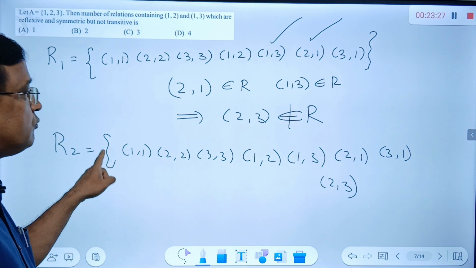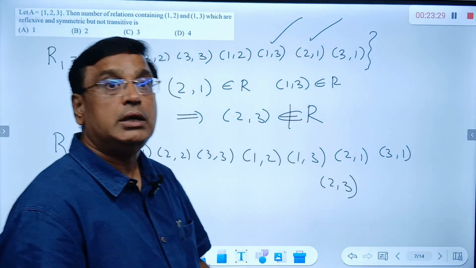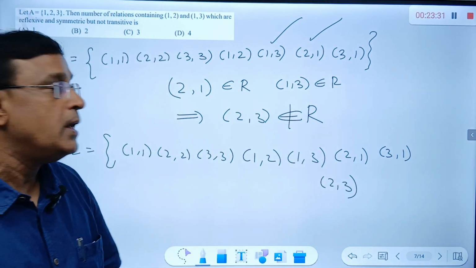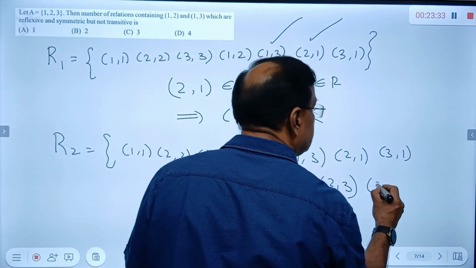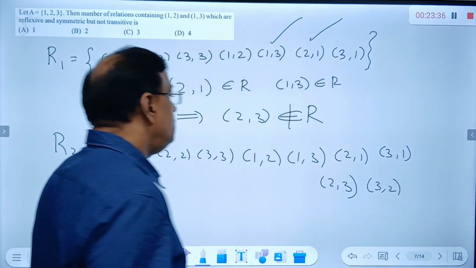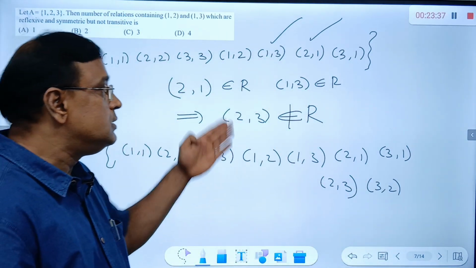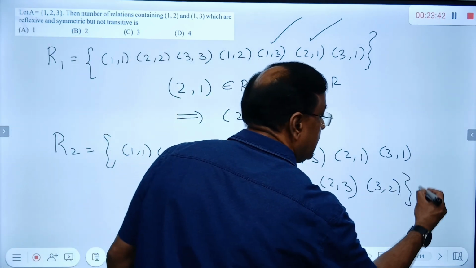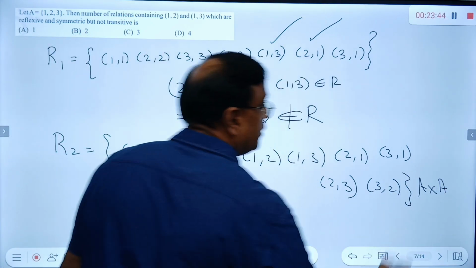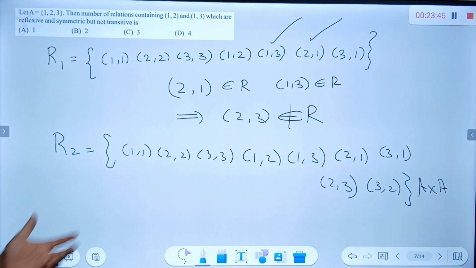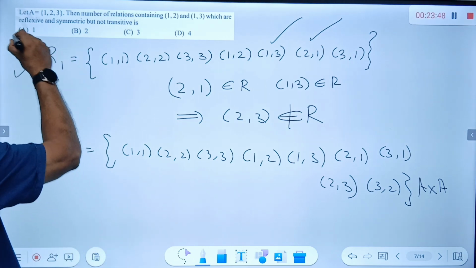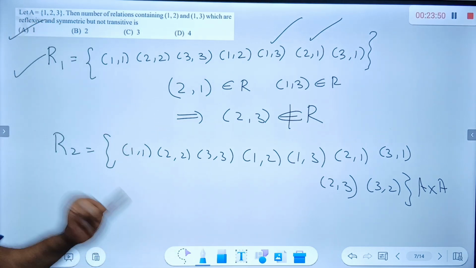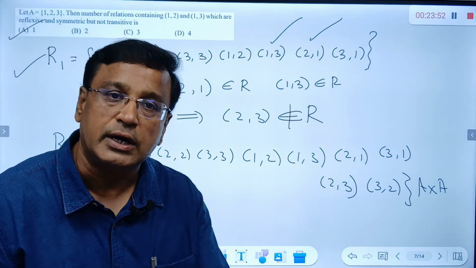this will be reflexive, but it will not be symmetric. If you want to make it symmetric, I have to add 3 comma 2. Now, this is reflexive, this is symmetric, but it is also transitive because this is nothing but A cross A. Okay? So, you cannot have R2. There is only one relation which is reflexive and symmetric but not transitive.